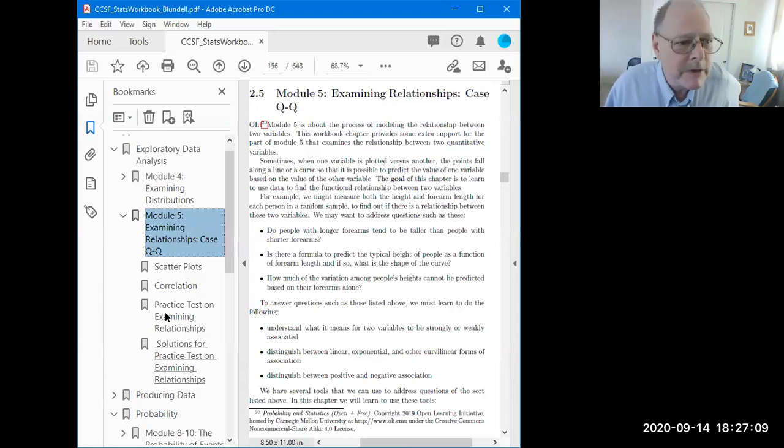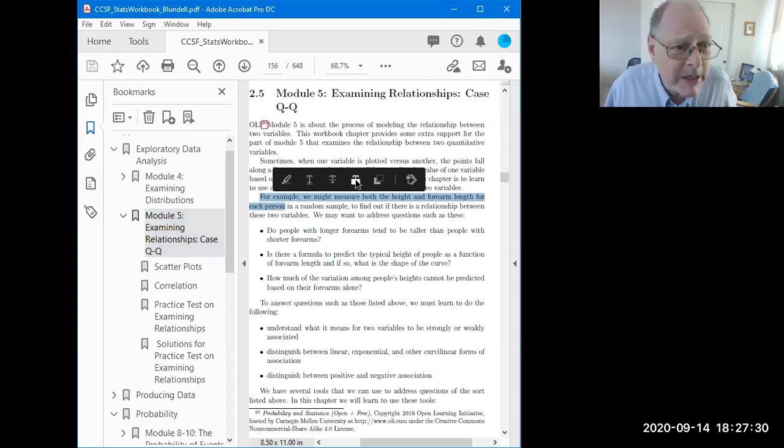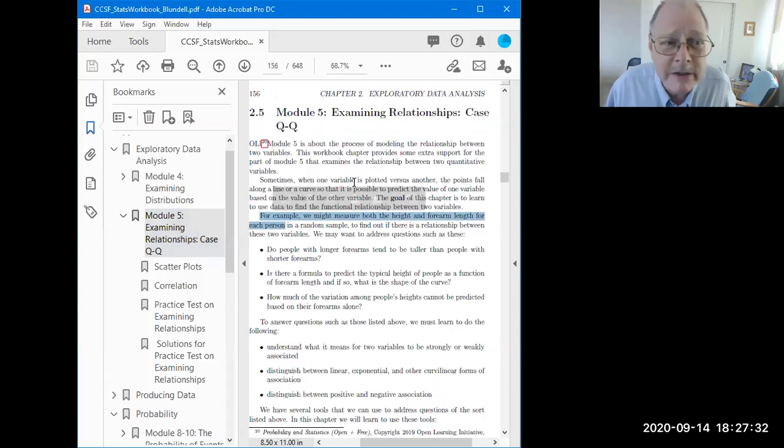So we're starting Module 5. This is about examining relationships. This QQ thing means we're looking at the relationship between two quantitative variables, like the height and the weight of people. So here's an example. I'm looking on page 156 in the workbook.